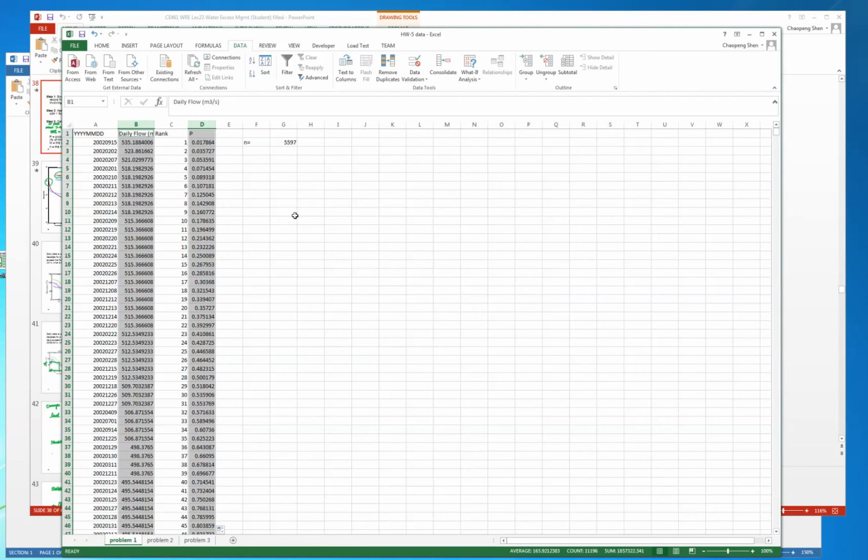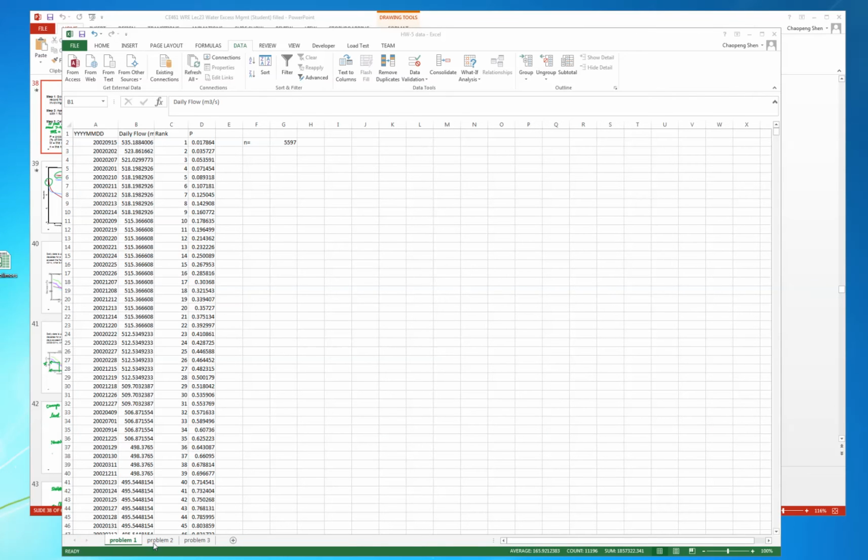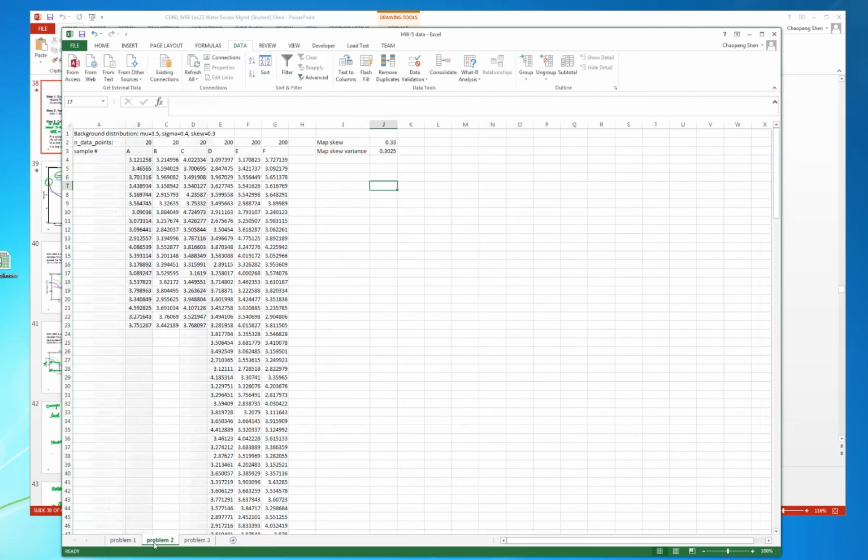It's a decreasing trend. It basically says that at a given percentage, the probability of exceeding it is on the y-axis, one of these data flows. Okay, all right, I just stop right here. Then let's talk about problem number 2.